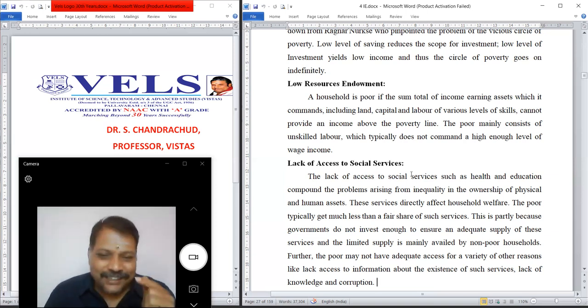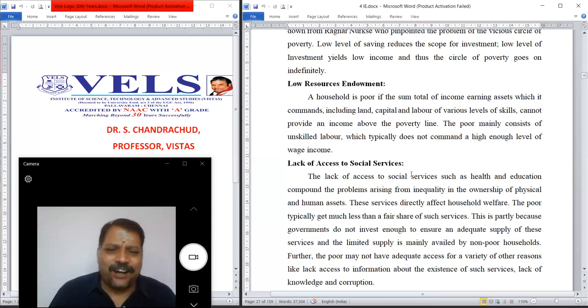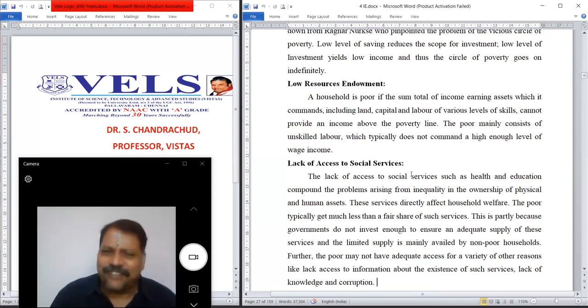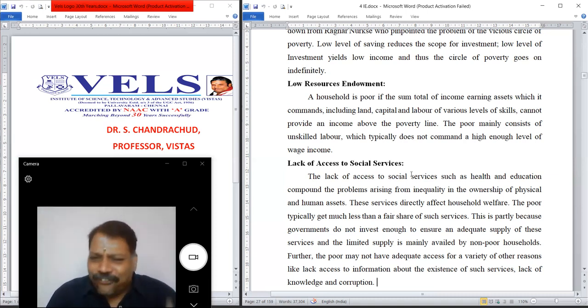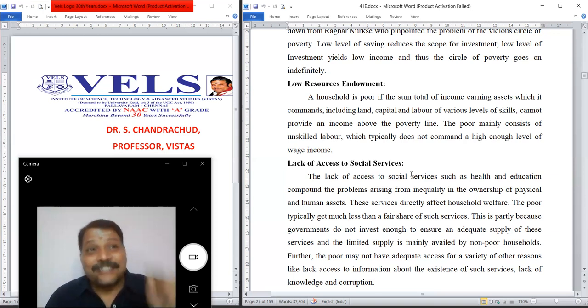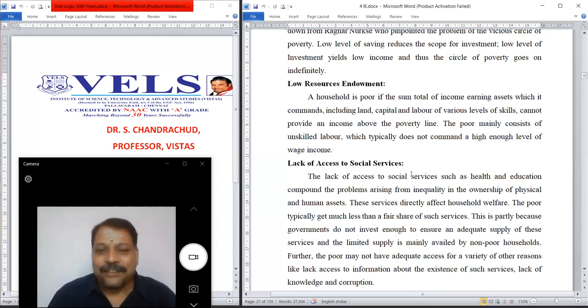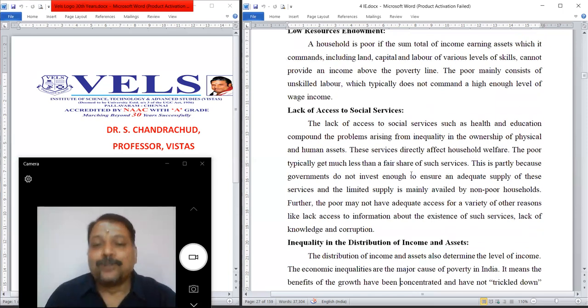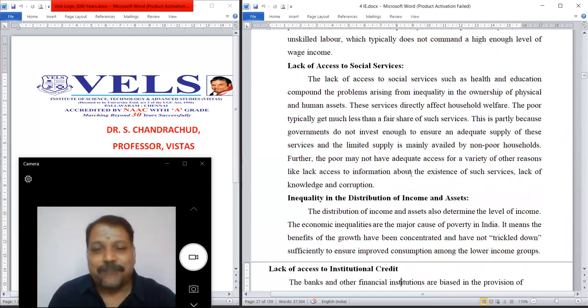Further, the poor may not have adequate access for a variety of other reasons. There is lack of access to information about the services available; he is not aware. Then how can he get it? Lack of knowledge, and one important factor is corruption. For providing that free service, they are bribing. So the person who is not aware of these services, and even if they know, the corruption is not allowing the government policy to reach the needy persons. So this is the third main reason for poverty.